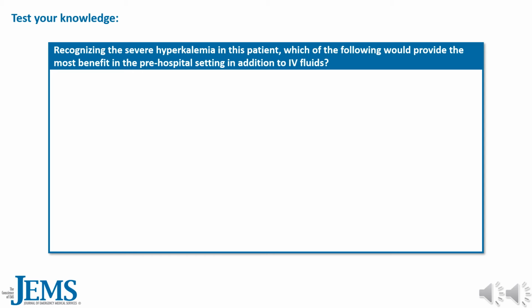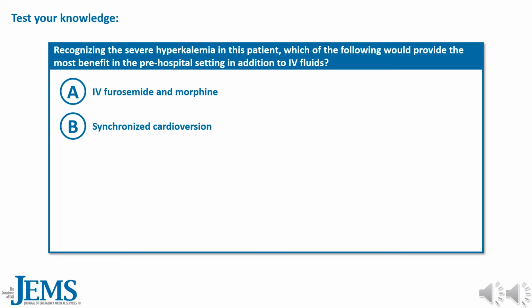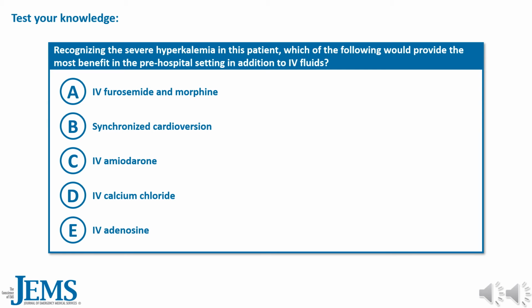Now, as a follow-up, recognizing the severe hyperkalemia in this patient, which of the following would provide the most benefit in a pre-hospital setting in addition to IV fluids? A. IV furosemide and morphine, B. Synchronized cardioversion, C. IV amiodarone, D. IV calcium chloride, or E. IV adenosine. Once again, feel free to pause the video before we reveal the correct answer.